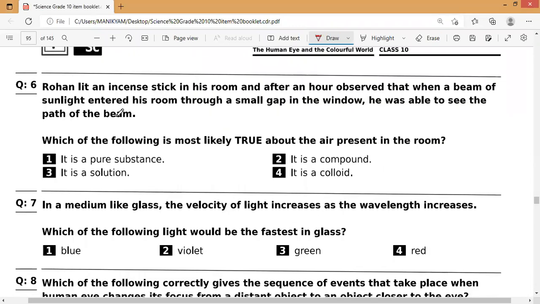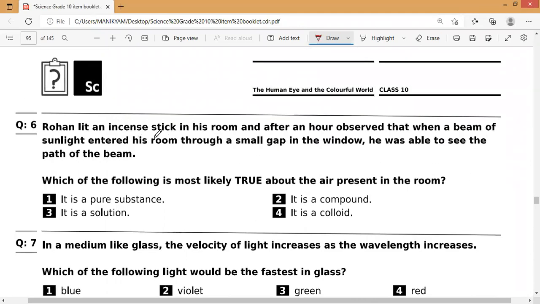Next, Rohan lit an incense stick. Incense stick means what? In Tamil we can say, I think. What is that? Agarbatti. Yes, Agarbatti, which people keep for God. Incense stick in his room. After an hour, he observed that when a beam of sunlight entered his room through a small gap in the window, but actually there is no link with this question, he was able to see the path of the beam because, why guys? Air is what? Anybody who will see the path of the light?